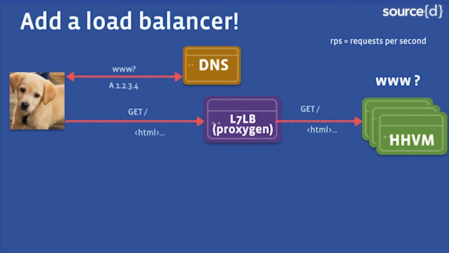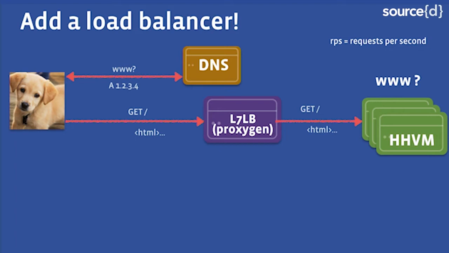So this is where our layer 7 load balancer comes in. It's called Proxygen. This, again, is open source. You should check it out. It's like a Swiss Army knife for layer 7. It can be configured as a proxy, reverse proxy, web server, load balancer. It speaks multiple protocols. Check it out. It's amazing.